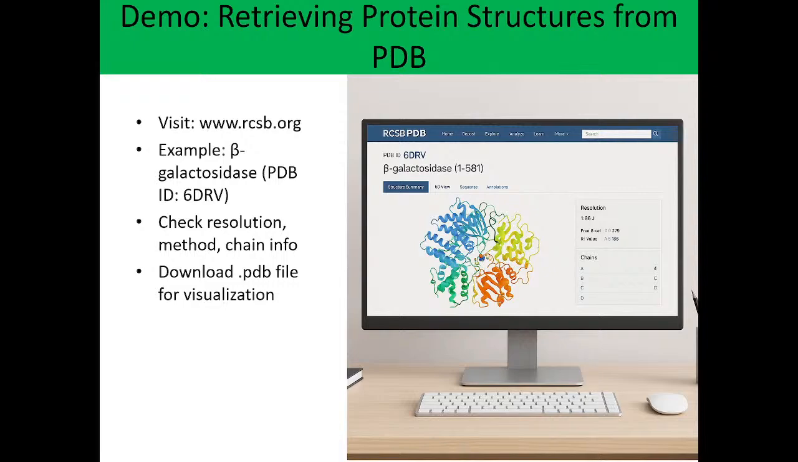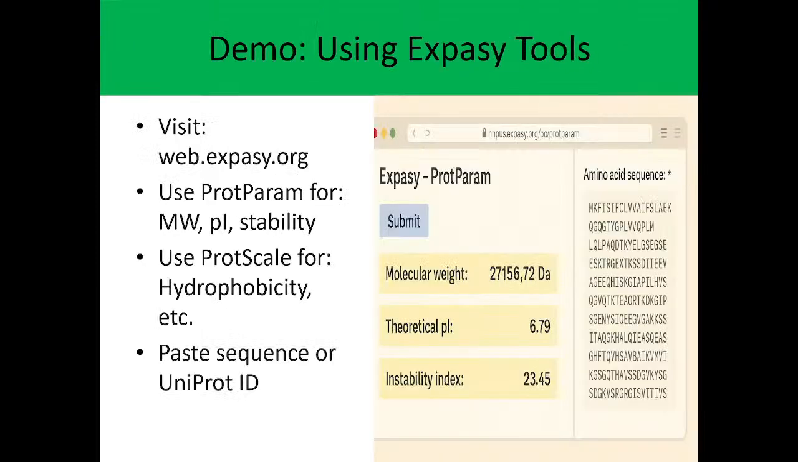Then you can also check the resolution, the method by which they got that protein, and you will be able to know how many amino acids. Like that of beta galactosidase, it is from amino acid 1 to 581. So you need to document all this for you to be able to visualize the protein structure from the protein database, which is PDB.